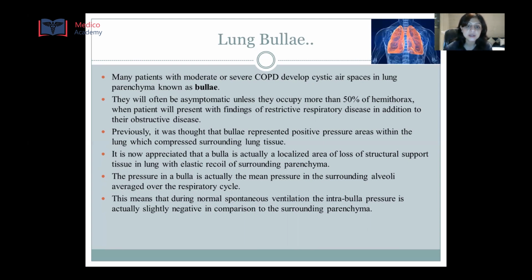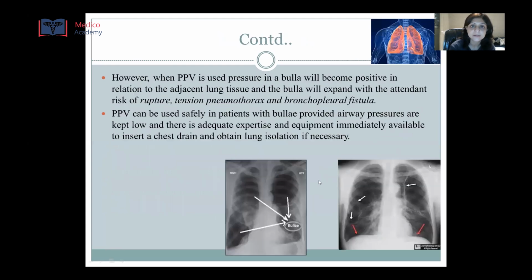This means that during normal spontaneous ventilation, the intrabullous pressure is slightly negative in comparison to the surrounding parenchyma. However, when we use positive pressure ventilation, the bulla will become positive in relation to the adjacent lung tissue. The bulla will expand with the attendant risk of rupture, tension pneumothorax, or bronchopleural fistula. So positive pressure ventilation can be used safely in patients with bullae provided the airway pressures are kept low and there is adequate expertise and equipment immediately available to insert a chest drain and to obtain lung isolation if needed.